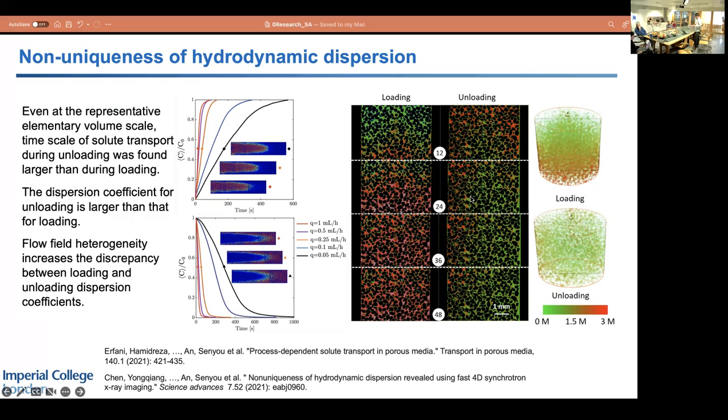They did the loading and unloading to investigate how the solute transports in the porous media. And the interesting conclusion is that the solute transport during the unloading was much longer than the loading part. And from now, our explanation is that the dispersion coefficient is much larger during the unloading process.